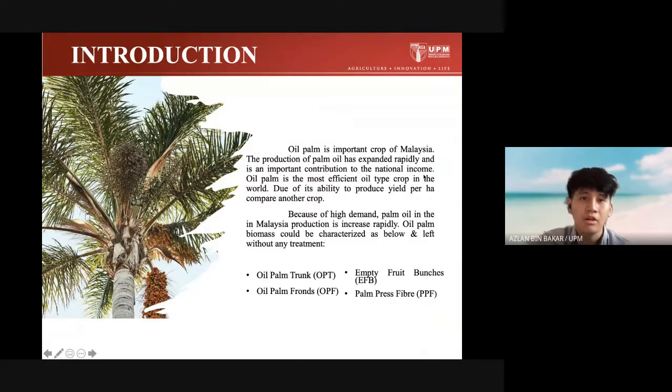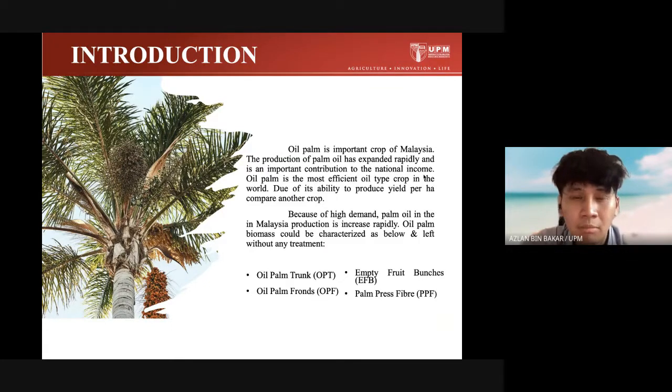So as we all know, oil palm is an important crop in Malaysia. The production of oil palm has increased significantly and it is an important contribution to our national income. Oil palm is the most efficient oil-type crop in the world. This is because of its ability to produce high yield per hectare compared with other types of crop in the world.